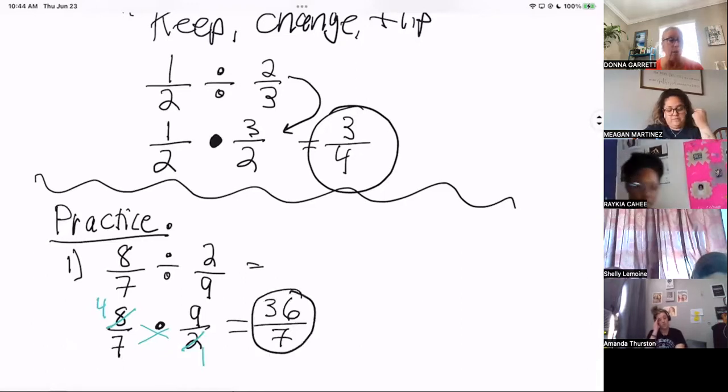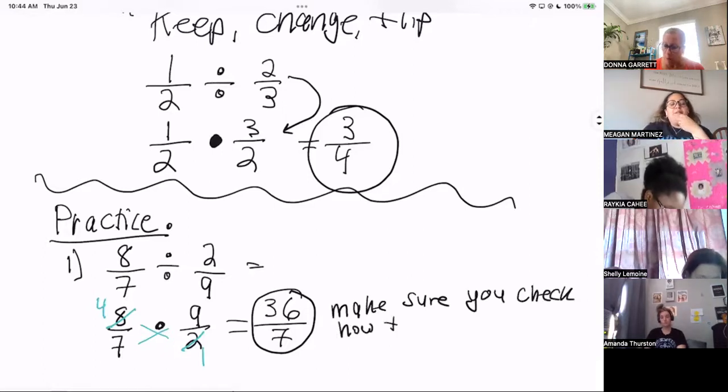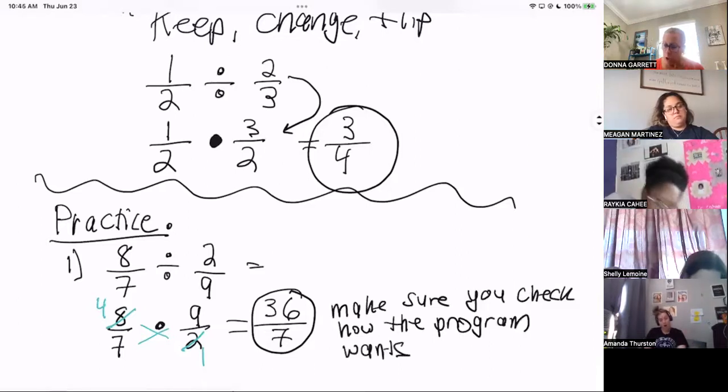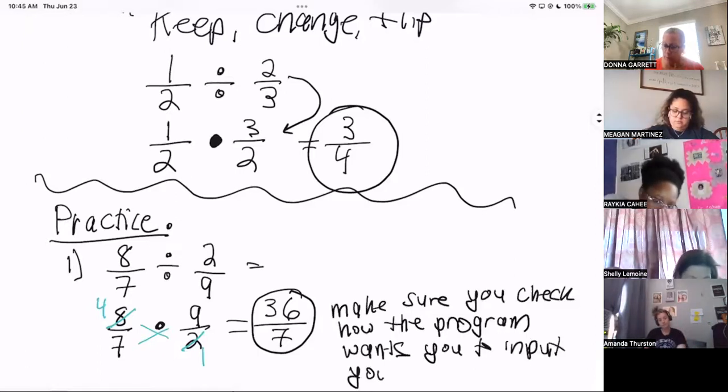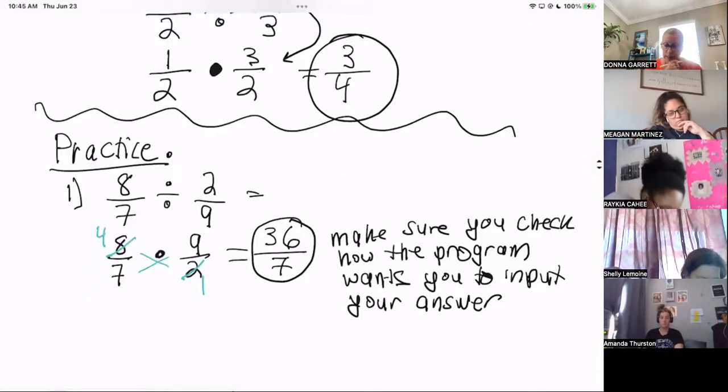Let's say it asks you to do an improper fraction. You would enter it that way, but make sure you check how the program online, your math program, wants you to input your answer. If they want a mixed number, you got to fix it. If they want a decimal, you got to fix it. This would be if they ask for an improper fraction.